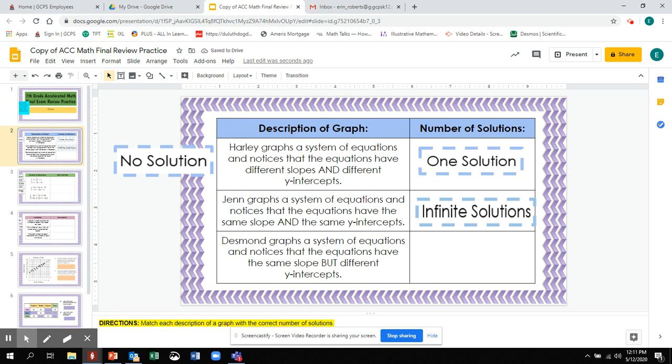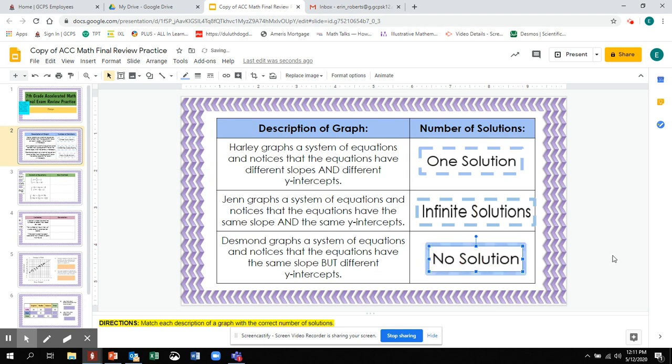Next, Desmond graphs a system of equations and notices that the equations have the same slope but different y-intercepts. Since these lines have different y-intercepts, they start at different places. But because they have the same slope, they're always going to be changing at the same rate, which means those lines will always be the same distance away from each other. That makes those lines parallel, and parallel lines are always going to have no solution.